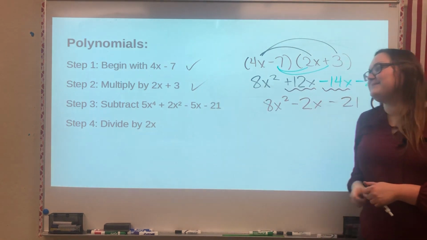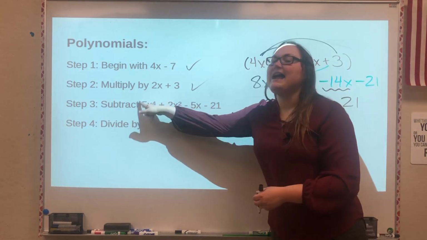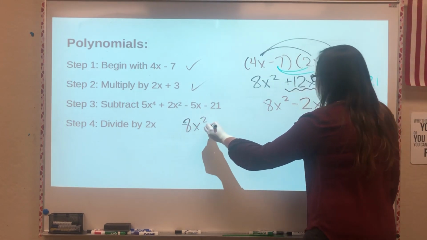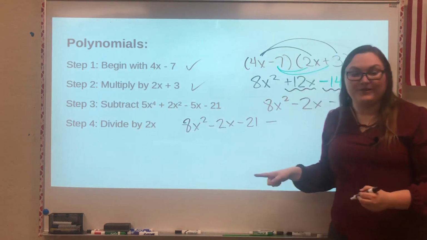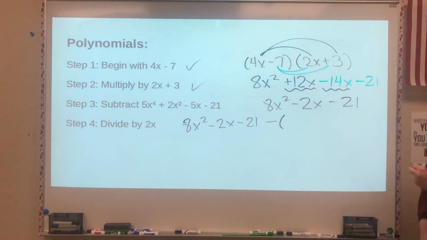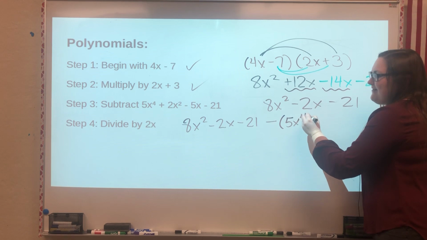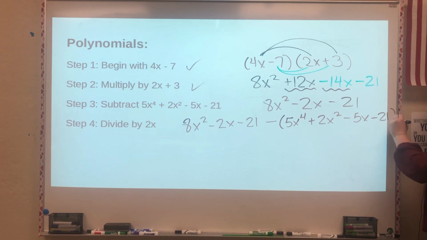The next thing we want to do is subtract. We want to subtract 5x to the 4th power plus 2x squared minus 5x minus 21. Similarly to up here, I want to subtract this entire polynomial. So when I write it out, I'm going to put, here's my first polynomial, minus 2x minus 21. But I want to subtract this entire polynomial. And the way you show that is with more parentheses, just like up here. So I want to subtract 5x to the 4th power plus 2x squared minus 5x minus 21.